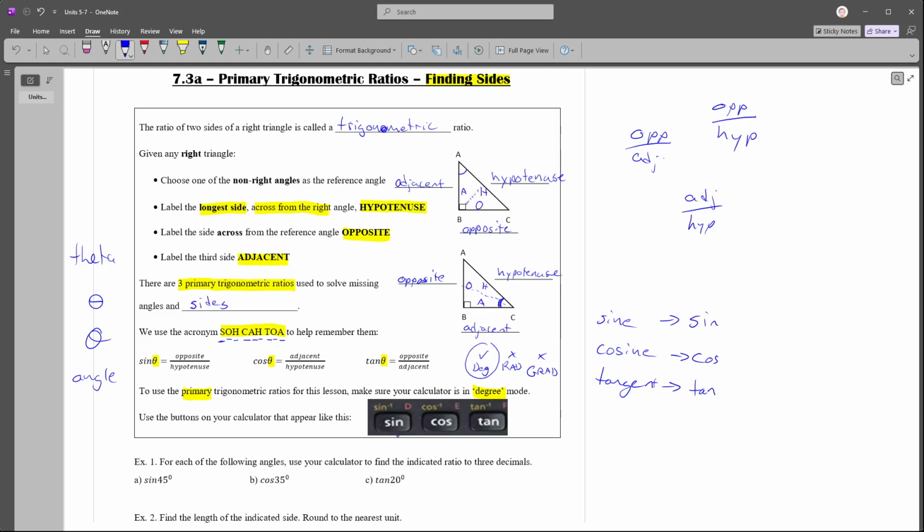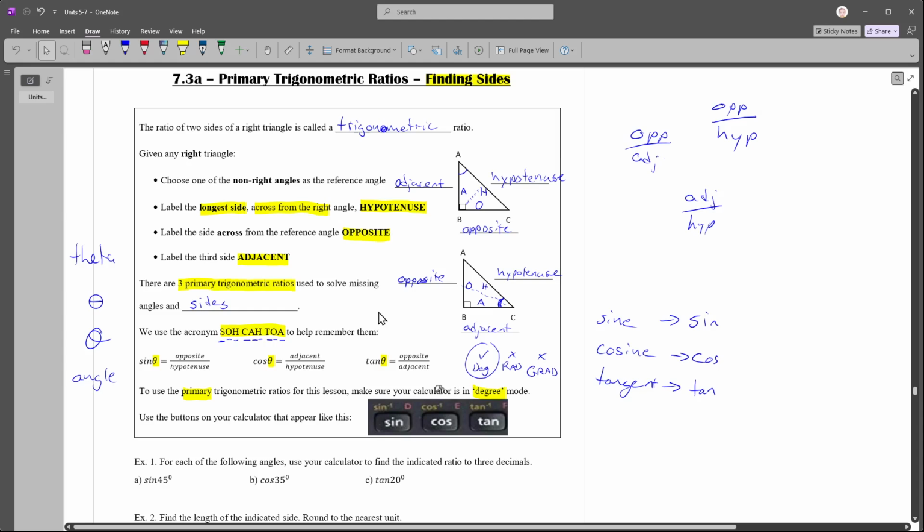Now, depending on your calculator, you will usually have to press the button sine or cos or tan, and then you're going to follow that with a value, and that value is going to give you the answer that we're looking for. We'll come back to that in a minute just to walk you through that. So we're going to use these buttons on our calculator that appear like this. So let's try this out.